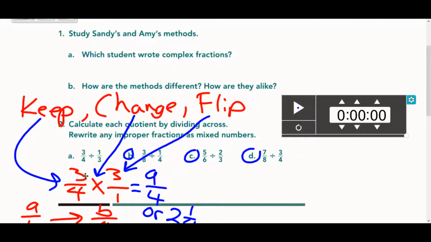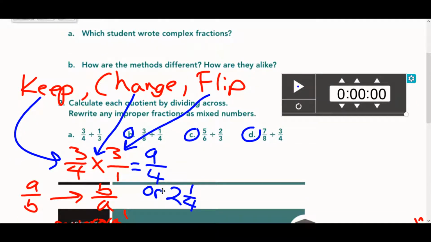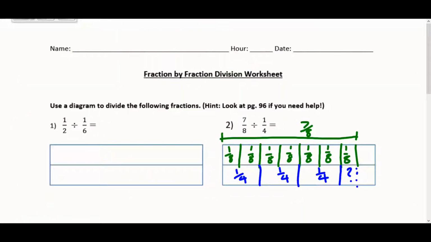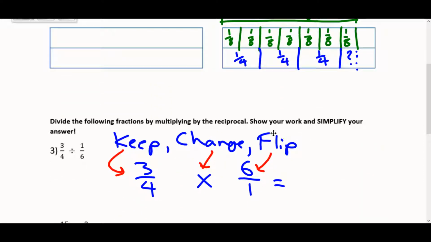Now that I have a multiplication problem, I multiply across the top and get 9. I multiply across the bottom and get 4, and then I change it to a mixed number, 2 1/4. If it needs simplifying, I should simplify. That is basically what you need to do on the next page. We modeled how to do models on page 96, so you can look at that. And we did the reciprocal, or keep, change, flip, on page 99.